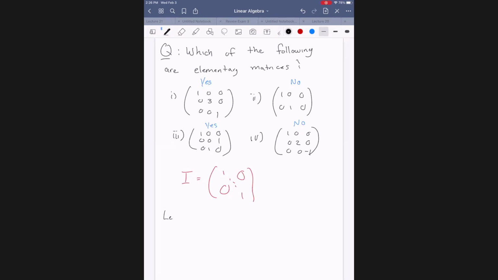So now let us see what elementary matrices actually do, and we'll do that by using an example. Example 2.4.1.